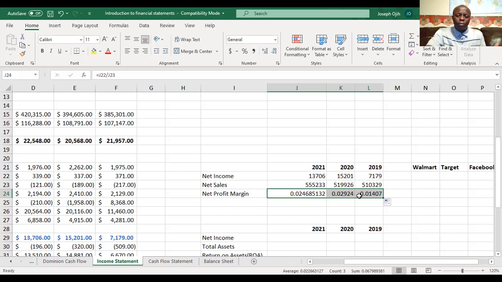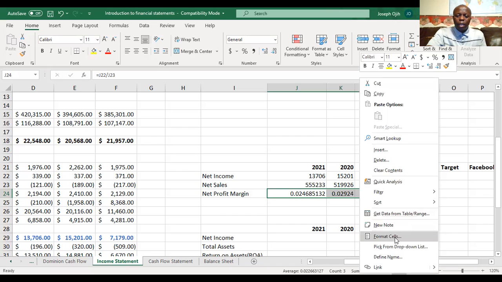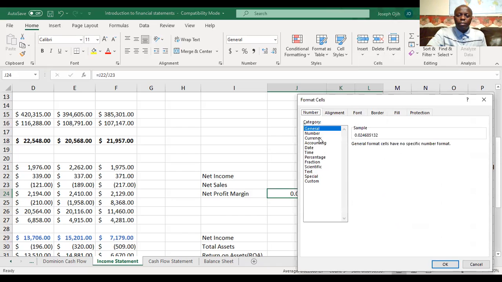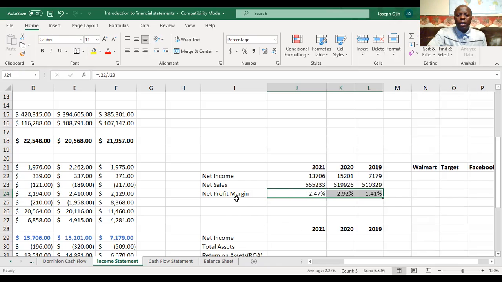So I'm going to format this and make it number. Well, it's a percent. So I'm going to make it a percentage. So you choose percentage here. And then that gives us the net profit margin. Now you can see that for those years that I checked, Walmart does not cross the 10% mark.